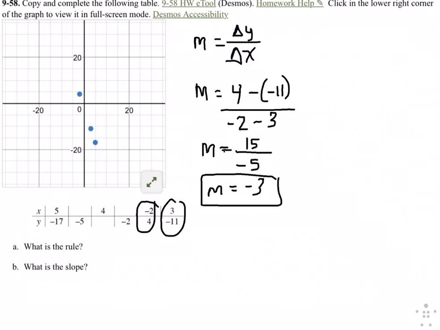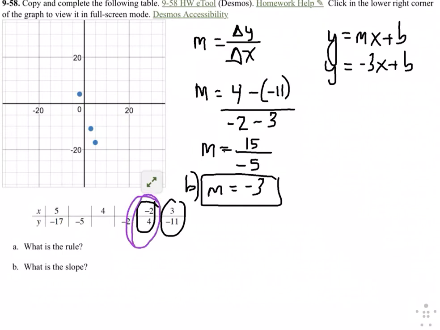There's B, right? We answered B first. And now we know that the equation is y equals mx plus b, right? So the equation is y equals -3x plus b. And we need the rule, so we need b. So we can take any point we want and substitute it in for x and y. So I'll just take one of these points, like -2, 4, right? And I'll substitute it in. So y is 4, -3 times x is -2 plus b, and we'll solve for b.